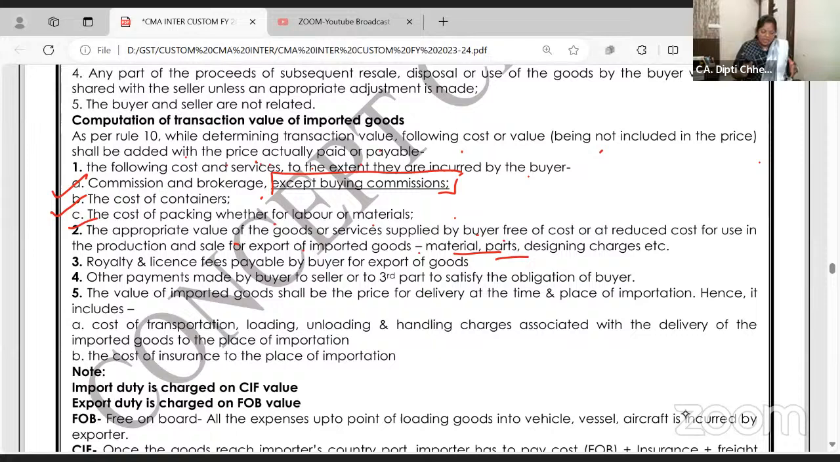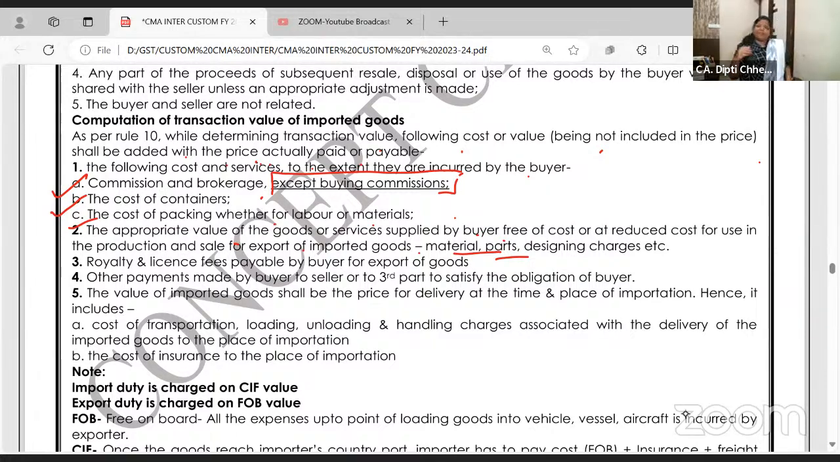Right. Now, royalty and license fees payable by the buyer for the exporter. See, royalty or other license fees and all you are paying in their country, or it's okay if you are paying in rupees in our country, but you have to take that.